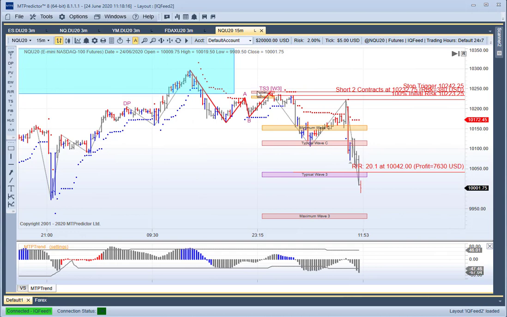Well, the market has gone down, a bit of a bump on the way down there, but needless to say it carried on down and has now reached the first target where a profit of approximately 20 times the initial risk was available. So that was a really, really nice trade setup.